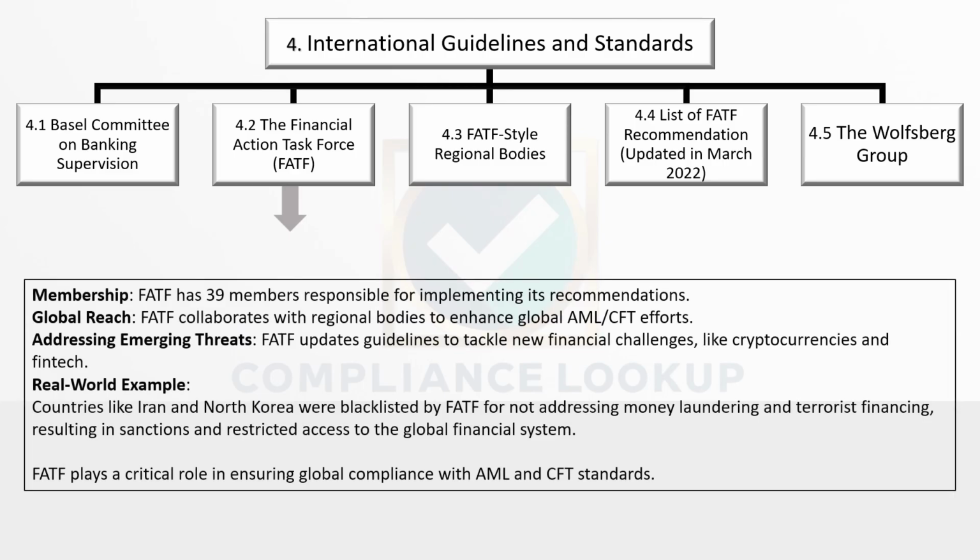4. Membership. FATF has 39 members, including countries and regional organizations, and 2 observer members. Member countries are responsible for implementing FATF's recommendations and ensuring compliance in their financial systems. 5. Global reach. FATF works with regional bodies such as the Asia Pacific Group and the Egmont Group of Financial Intelligence Units (FIUs) to enhance global cooperation in the fight against financial crimes.